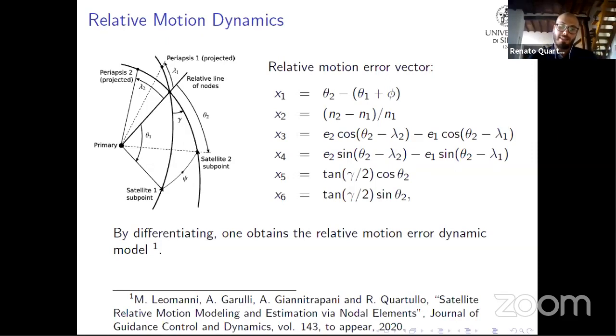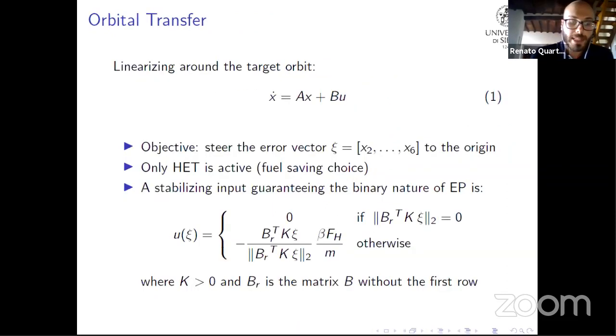This new parameterization avoids the singularity that other parameterizations that we find in literature present for circular orbits, which are of our interest. So, differentiating this parameter vector, we obtain the relative motion error dynamic model, which is clearly nonlinear. So, linearizing the model around the target orbit, we obtain the state space dynamic in equation 1.